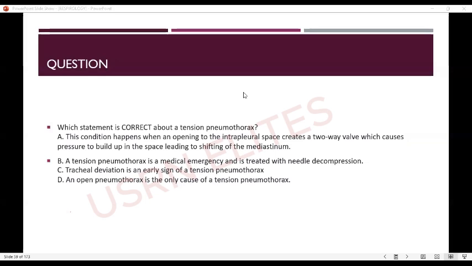Which statement is correct about tension pneumothorax? A. This condition happens when an opening to the intrapleural space creates a two-way valve which causes pressure to build up in the space leading to shifting of the mediastinum. B. Tension pneumothorax is a medical emergency and is treated with needle decompression. C. Tracheal deviation is an early sign of tension pneumothorax. D. An open pneumothorax is the only cause of tension pneumothorax.